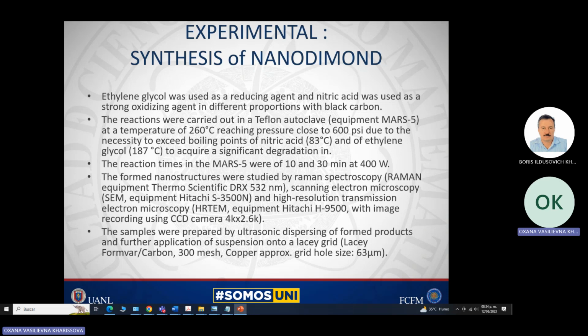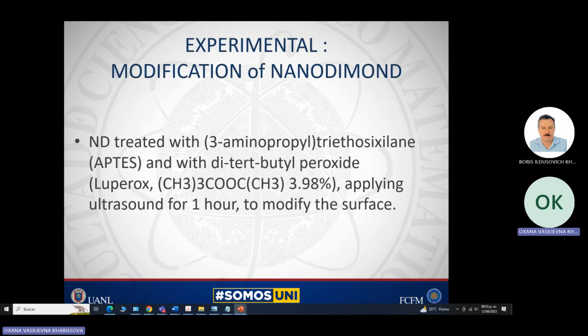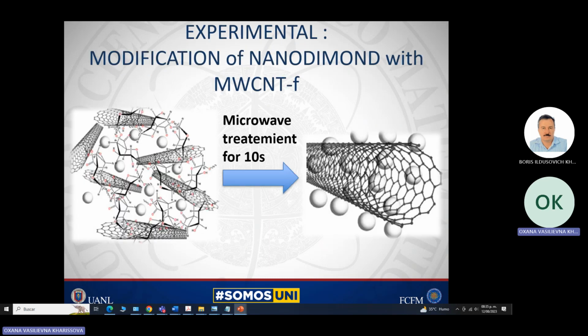We have 3 experimental steps. The first step is synthesis of nanodiamond by the Mars 5 equipment, an endothermal synthesis by microwave heating. The next step is modification of nanodiamond by treating with APTES and luperox, applying ultrasound for 1 hour to modify the surface. The next step is modification of nanodiamond with multi-wall carbon nanotubes with carboxyl and hydroxyl groups. We apply microwave heating for 10 seconds.